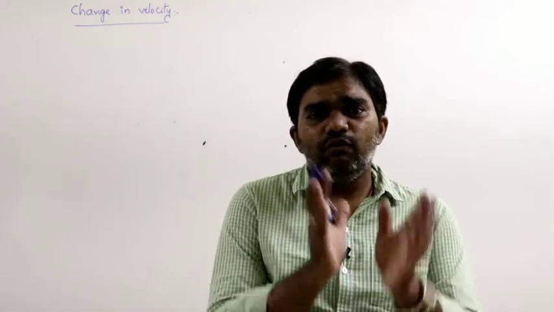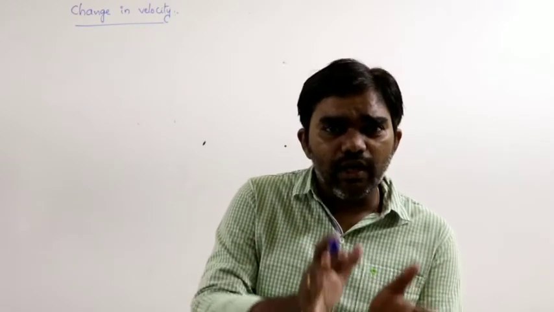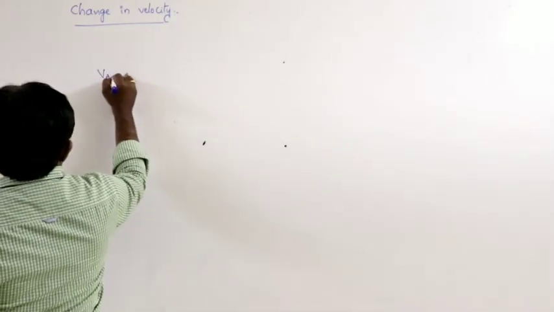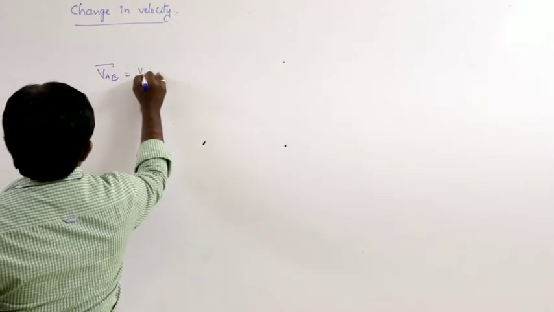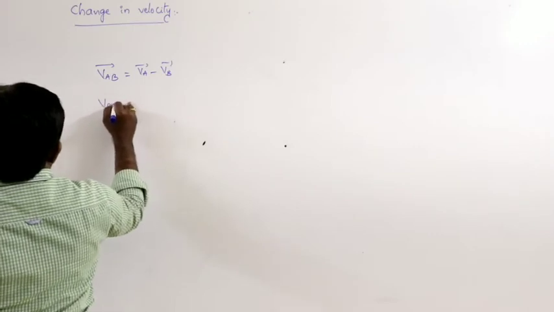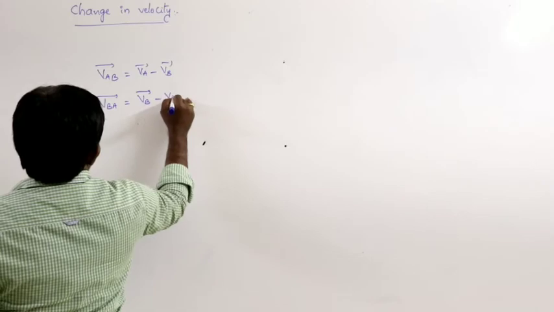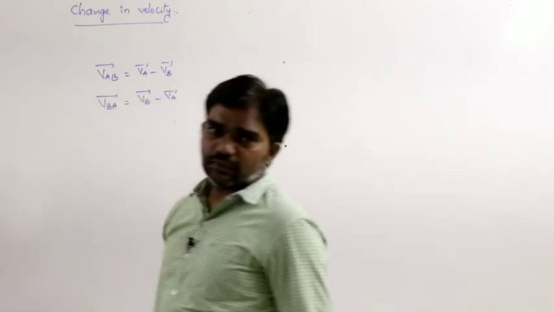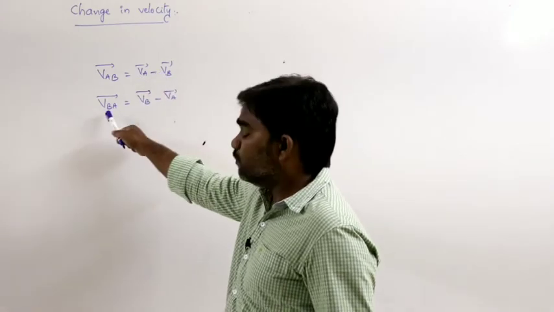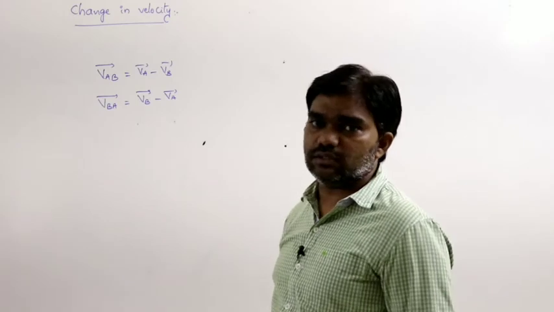For example, VAB, velocity of A with respect to B, what can we write? VA bar minus VB bar. Velocity of B with respect to A, what did we write? VB bar minus VA bar. Velocity of A with respect to B means VA bar minus VB bar. Velocity of B with respect to A is VB bar minus VA bar.